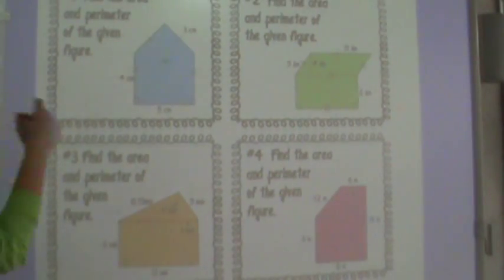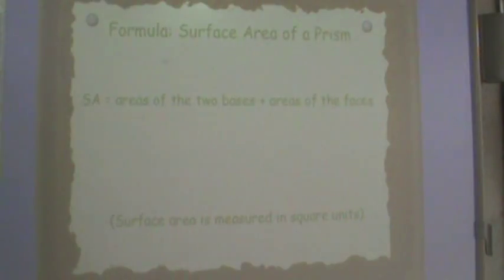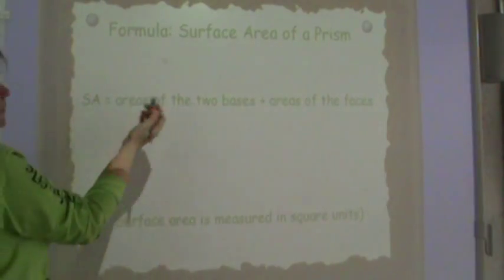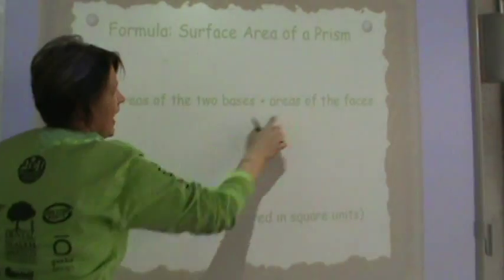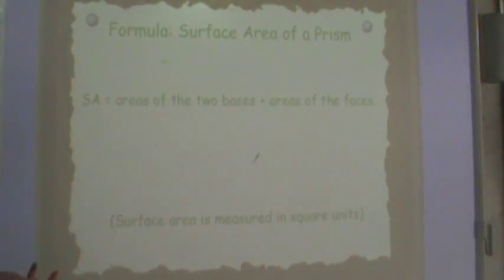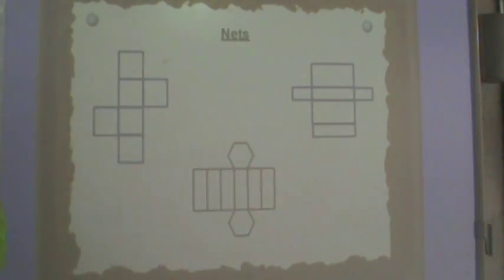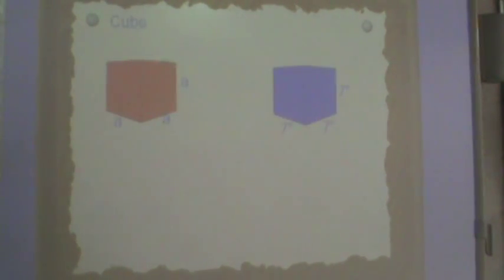This is what we tried in class, if you remember. We tried doing some area formulas. So basically, all you have to do is take the area of the two bases and add the areas of the faces, and that's going to get you your answer. These are the nets we talked about. If I put them together, it makes my three-dimensional shape.